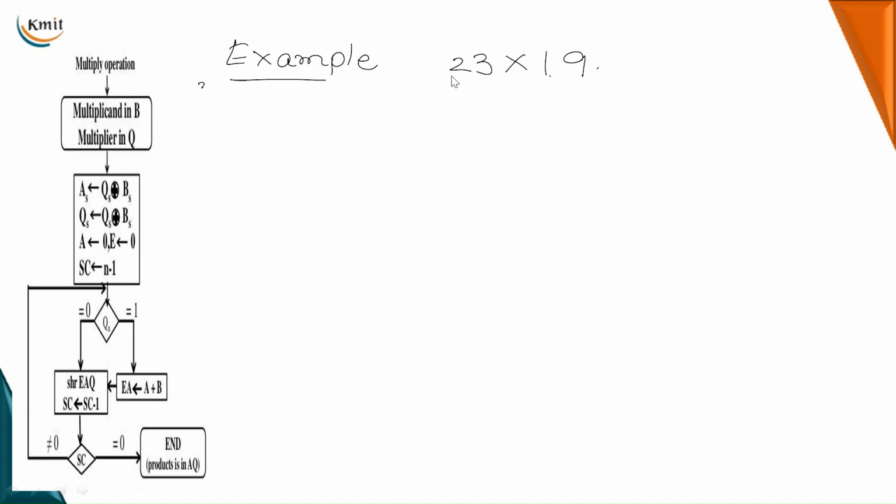First, we'll take an example of how to perform a normal binary multiplication on two operands, 23 into 19, where 23 is my multiplicand and 19 is my multiplier. So we have to first convert this into binary form. For 23, the binary equivalent is 1 0 1 1 1. So this is my multiplicand. And the multiplier is represented as 1 0 0 1 1, and this is the multiplier.